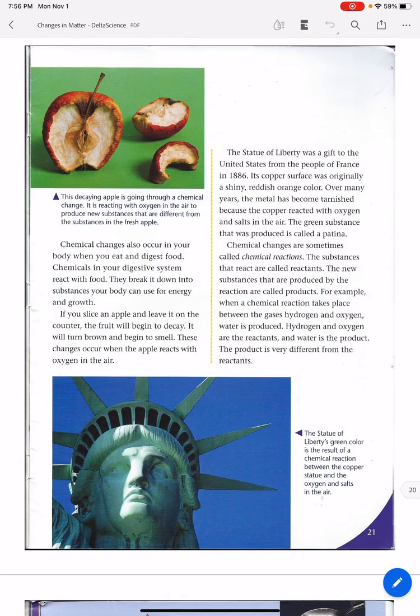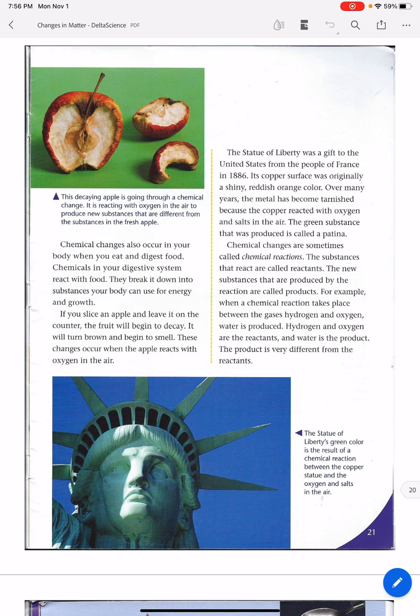This decaying apple is going through a chemical change. It is reacting with oxygen in the air to produce new substances that are different from the substances in the fresh apple. Chemical changes also occur in your body when you eat and digest food. Chemicals in your digestive system react with food. They break it down into substances your body can use for energy and growth.